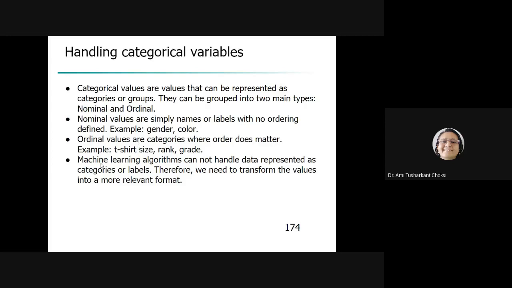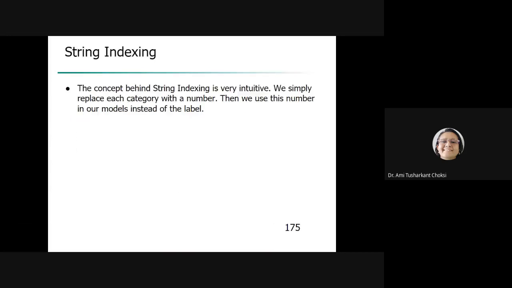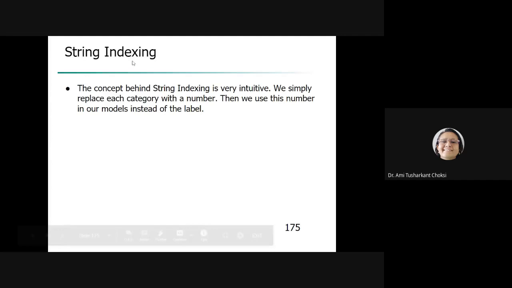Machine learning algorithms cannot handle data represented as categories or labels. Therefore, we need to transform the values into a more relevant format. Now, we want to know string indexing. The concept behind string indexing is very intuitive. We simply replace each category with a number. Then we use this number in our models instead of the label.